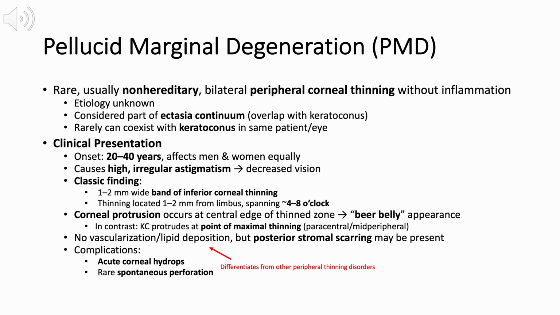Other features include the absence of corneal vascularization or lipid deposition, which helps differentiate PMD from inflammatory peripheral thinning disorders. Posterior stromal scarring may be present in some cases. Complications can include acute corneal hydrops, as seen in keratoconus, due to sudden breaks in Descemet's membrane, and in rare cases, spontaneous perforation of the cornea.